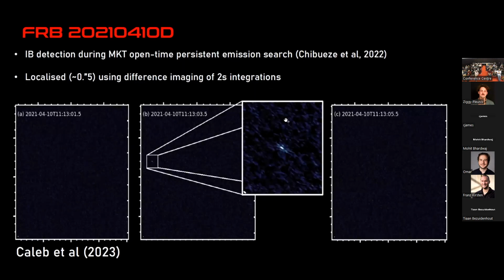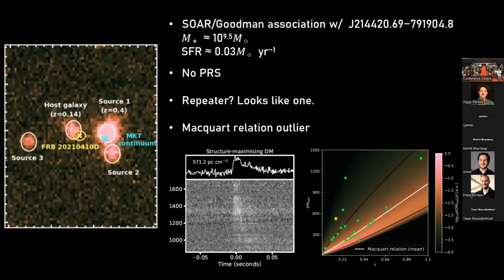The next FRB that we saw was not discovered during our usual concurrent observations. It was during an open time proposal that we put in to look at some well-localized ASKAP FRBs to look for persistent emission. And for this one, we had 2-second integrations. So we were able to use difference imaging to localize it to about half an arcsecond. We got a spectrum with the Goodman spectrograph for the host galaxy, for which we saw that it has a low-ish stellar mass and a very low star formation rate, only about 0.03 solar masses per year.